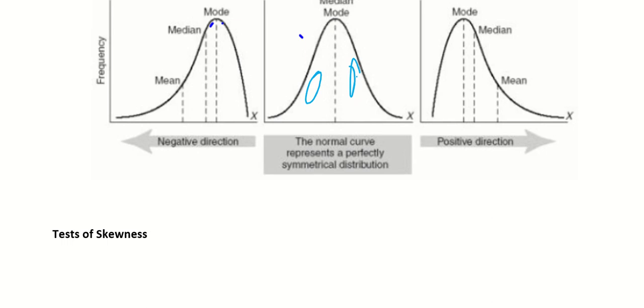Okay, but in these two cases you can see that if I divide it from the center, the left values and right values are not the same. So this is called symmetry. So only this central figure is symmetrical, the rest, first and third, are not symmetrical, right? So now let's see how do we check the test of skewness.